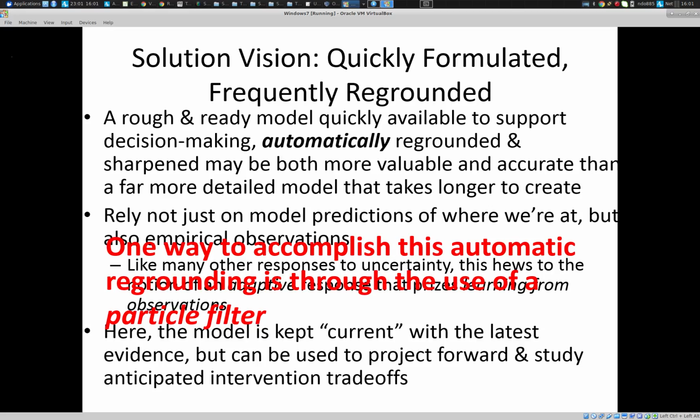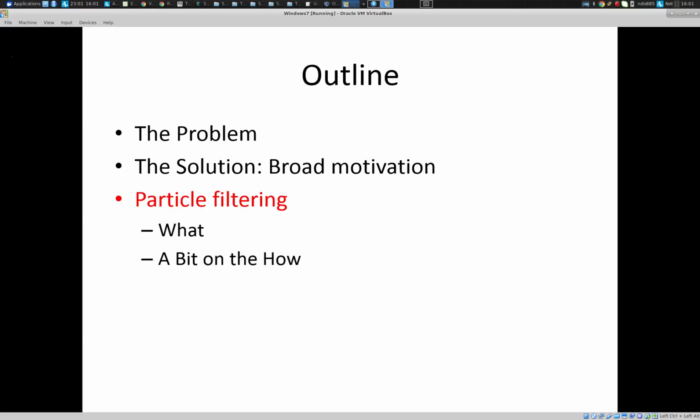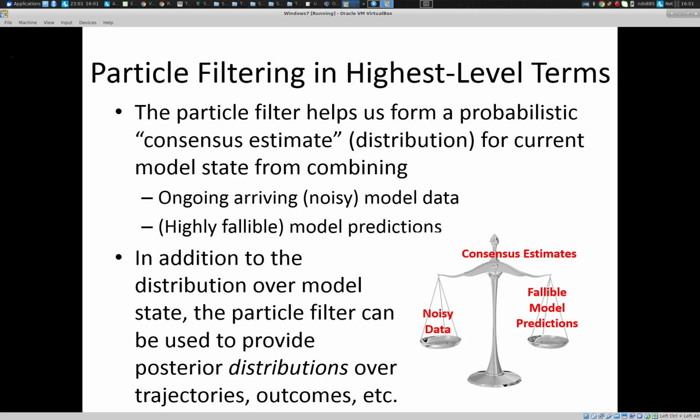So one way to accomplish this automatic regrounding is through the technique I'm going to be showing you. It's called particle filtering. Okay, and it's a technique that has hit the world by storm in other areas of work, including robotics and some aspects of dynamic machine learning. Its application in health has been very, very limited. I'm aware of fewer than 10 contributions, many of them from my lab in this area.